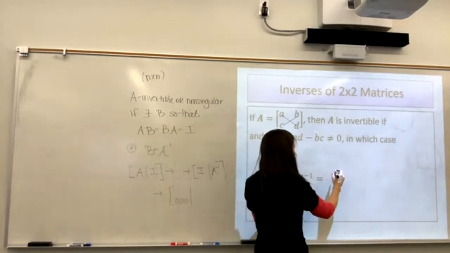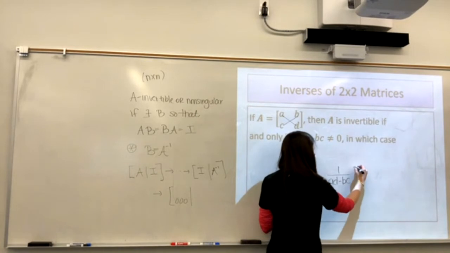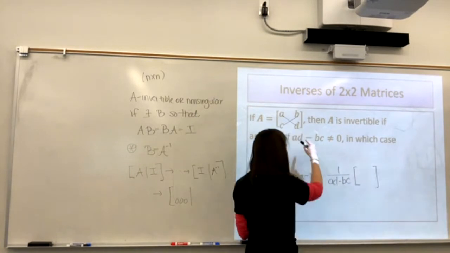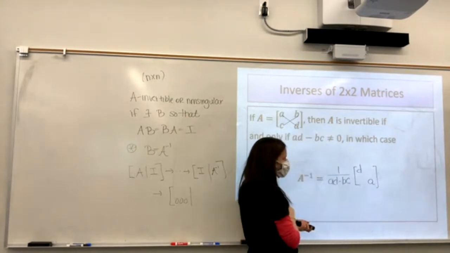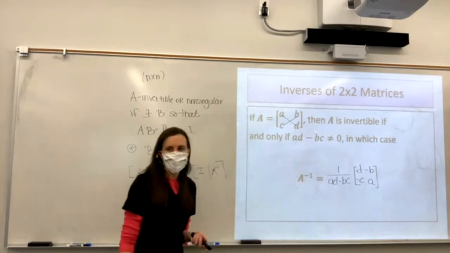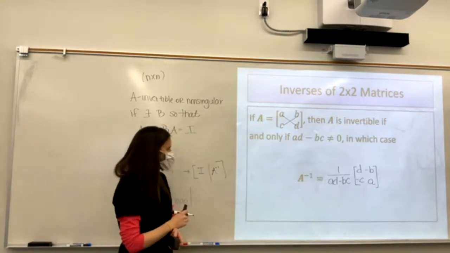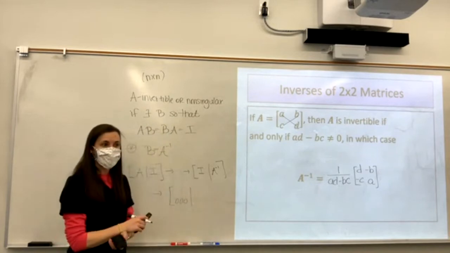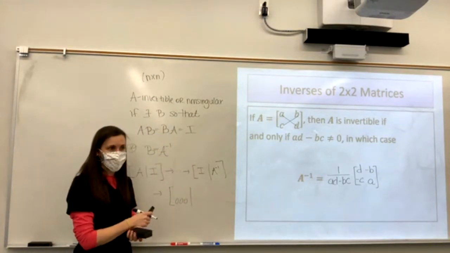And in that case, our inverse will be 1 over AD minus BC times a matrix. Remember that A and D swap places. The B and the C stay put, but they get a negative. So we've got a handy dandy little formula for 2 by 2s, and that's basically where we are at this particular moment on inverse. Any other questions before we start learning some properties?